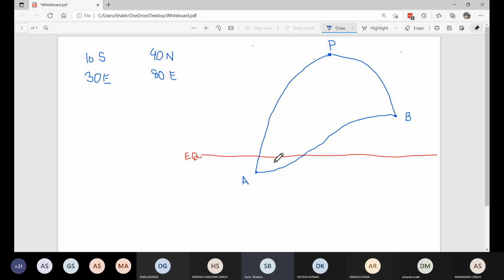So you can see, in the southern hemisphere the curvature is towards the south pole. In the northern hemisphere the curvature is towards the north pole. That's how an exactly accurate diagram should be. Okay, sir. Okay beta, understood? Yes, all good.